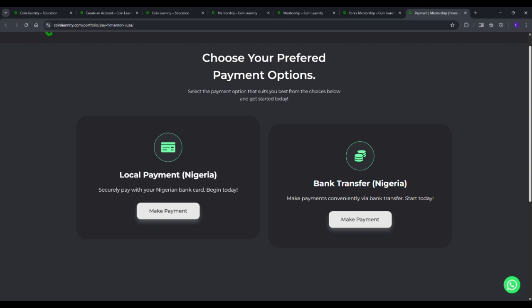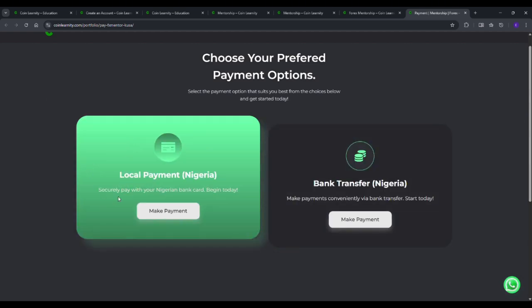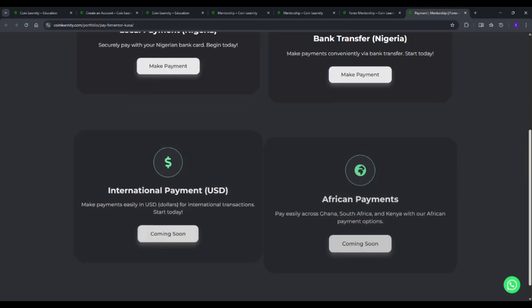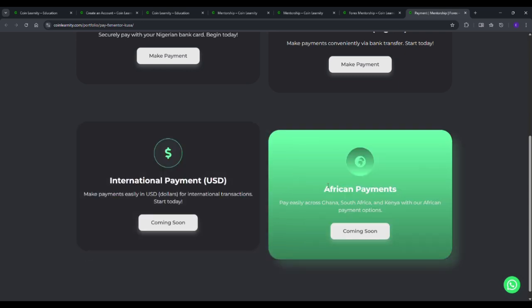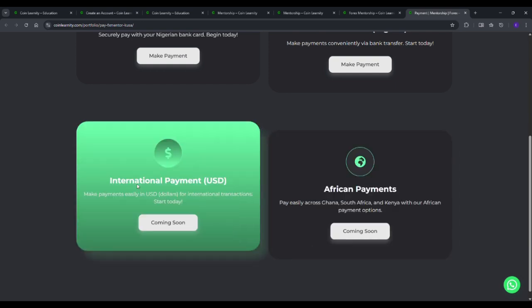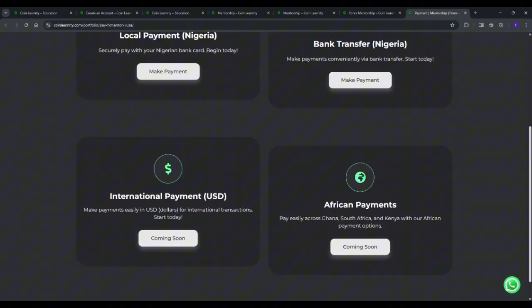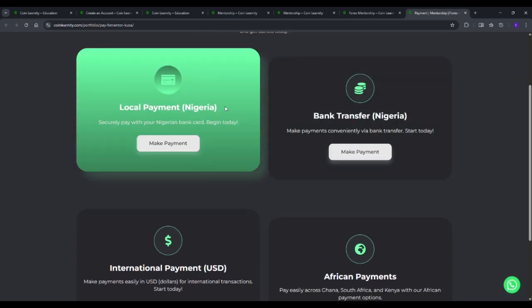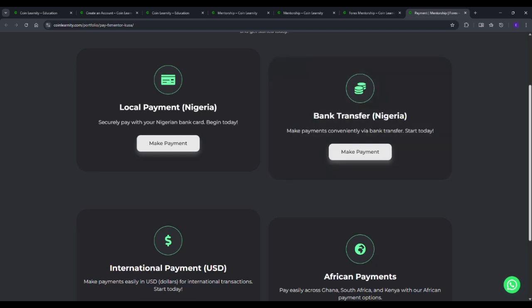So like I said, after clicking on the enroll button, that should bring you to this page where you need to select your payment method. As you can see, we have the local payment method, bank transfer payment method, the international payment method and the African payment method. Any of these methods is going to work for you, regardless of where you are. You can use the international payment method if you're overseas. And if you're in Nigeria, you can use the local payment method or bank transfer payment method.